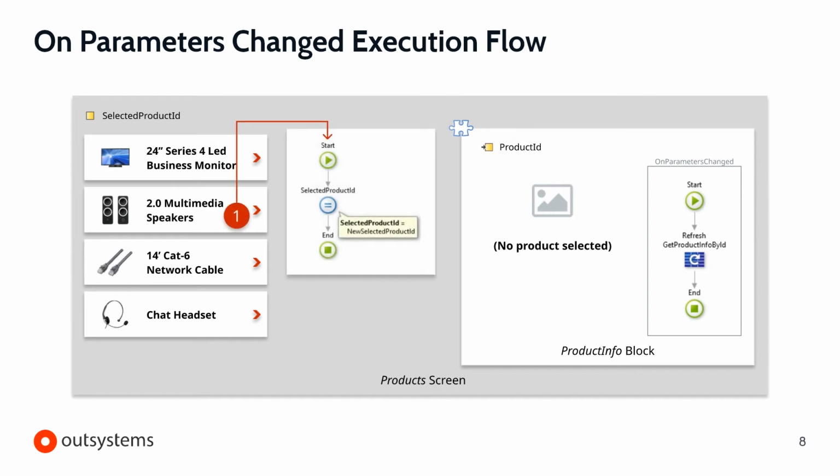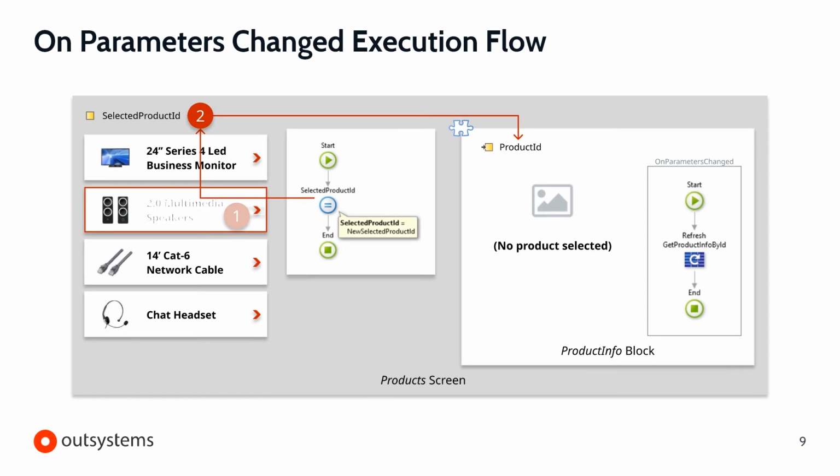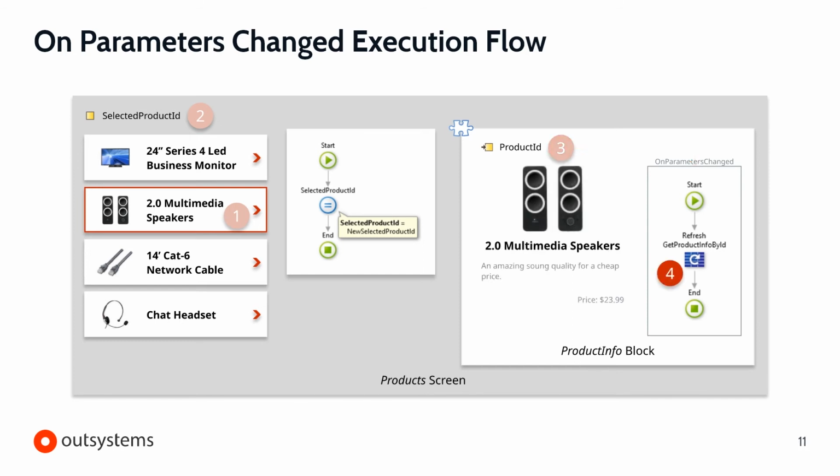Clicking on a product will execute some logic inside the screen. This logic will change the ID of the current selected product. Remember that the local variable is the one feeding the block input parameter. Changing the value of the product ID input parameter triggers the onParametersChanged event. In this case, the handler is the flow shown at the right. This particular handler will refresh the data that is fetched from the database and update the widgets inside the block.